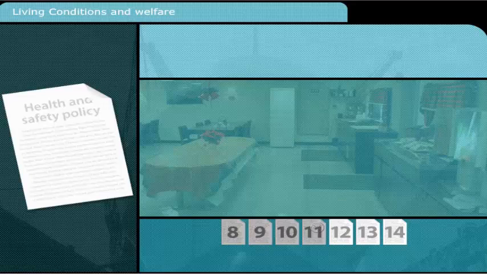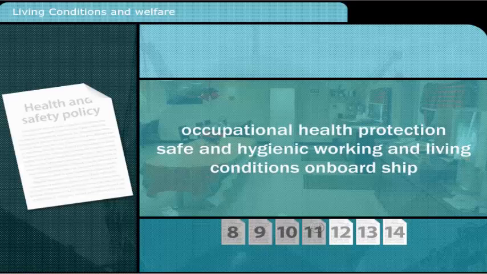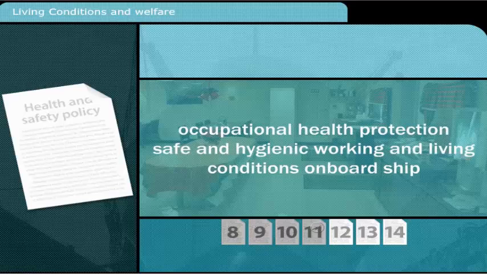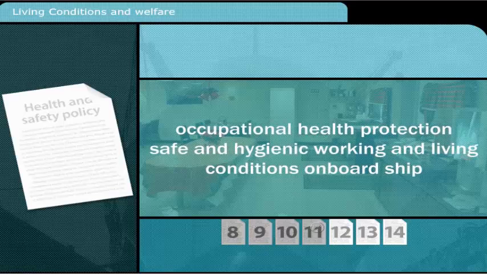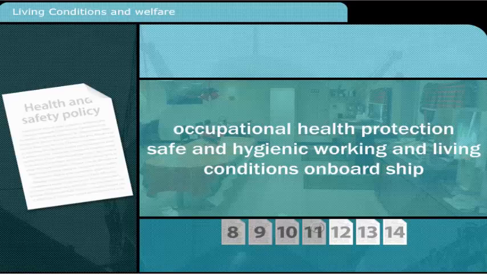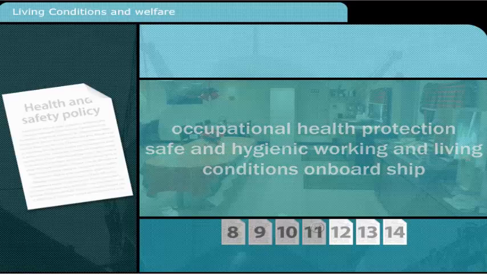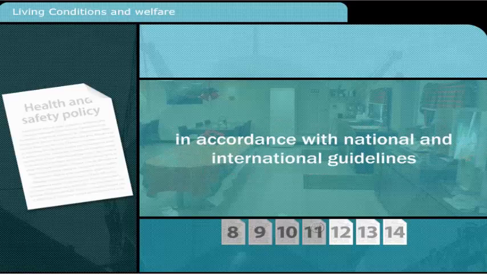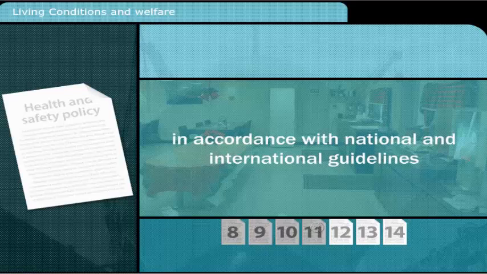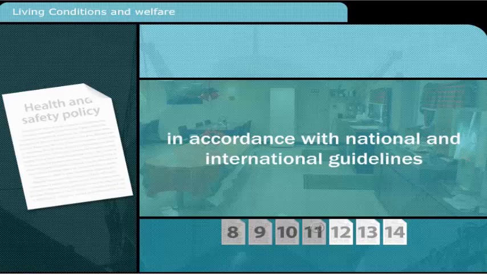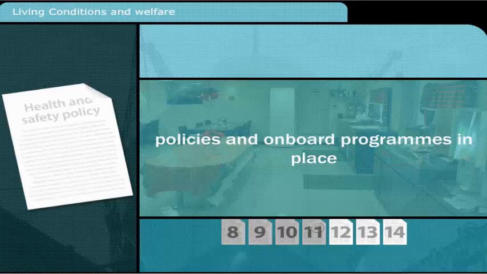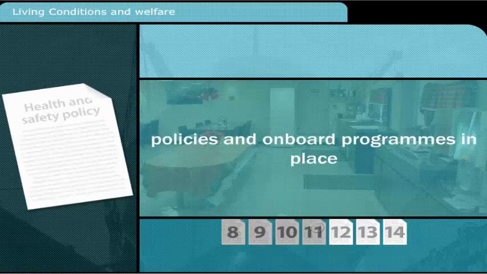The requirements relating to health and safety, including accident prevention, are covered by Regulation 4.3, the purpose of which is to ensure that seafarers' work environment on board ships promotes occupational safety and health. This regulation requires that members ensure that seafarers are provided with occupational health protection and safe and hygienic working and living conditions on board ship. These conditions should be in accordance with national and international guidelines covering occupational health and safety, including hazard risk assessment.